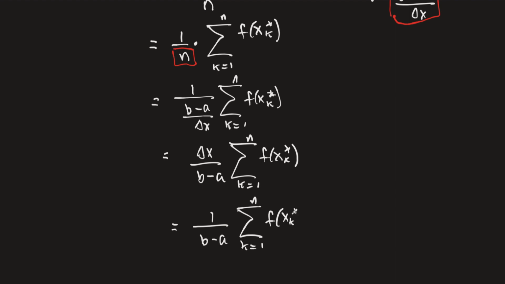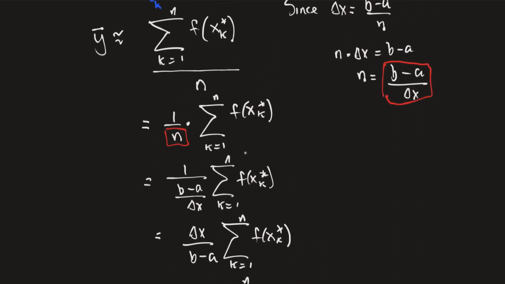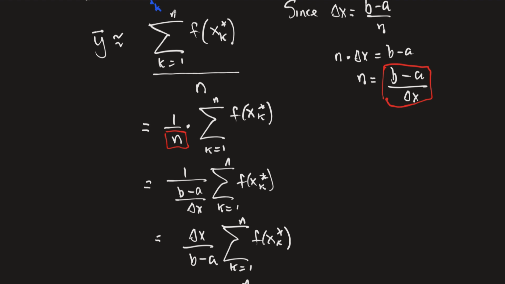So like this, delta x. And now, isn't that our Riemann sum? Right? And remember, look at where we started. We just started with the same formula for an arithmetic average.